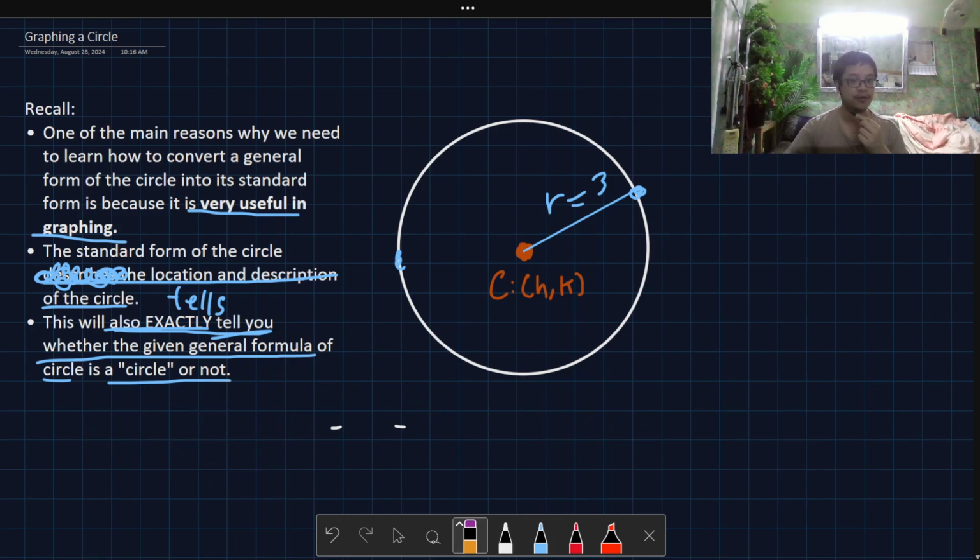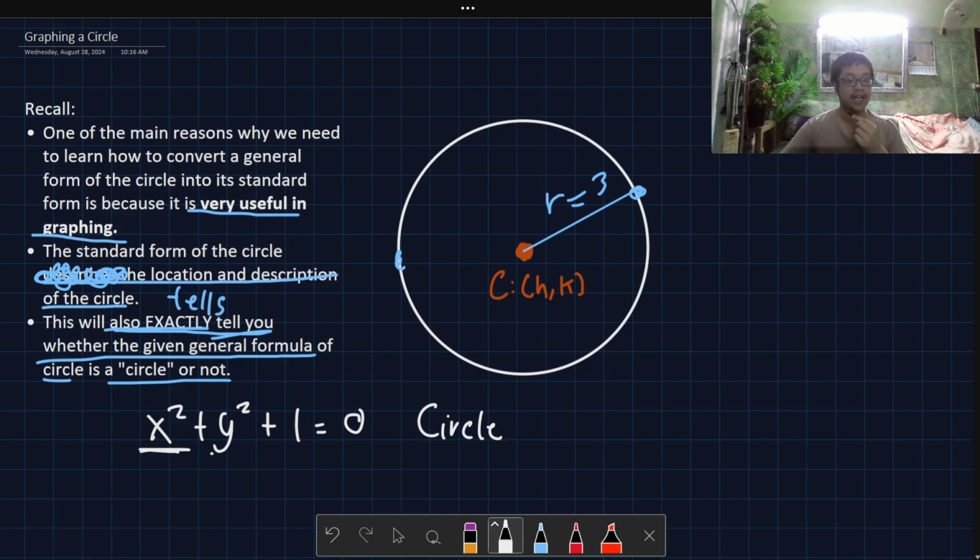Now let me give you another formula. Let's just say I have this one: x squared plus y squared plus 1 is equal to 0. What type of conic section is this, generally speaking? This one is actually a circle. How do I know that it's a circle? You will know it's a circle if, again, the coefficients of x squared and y squared are the same. Okay?